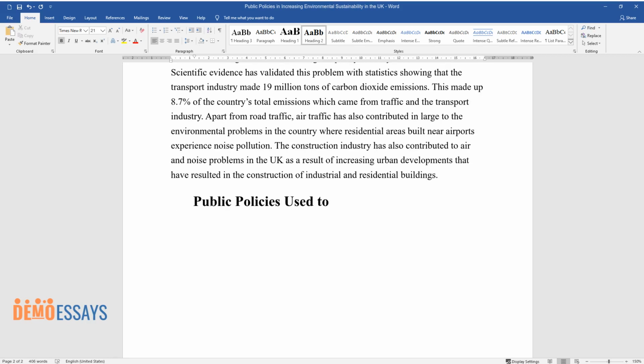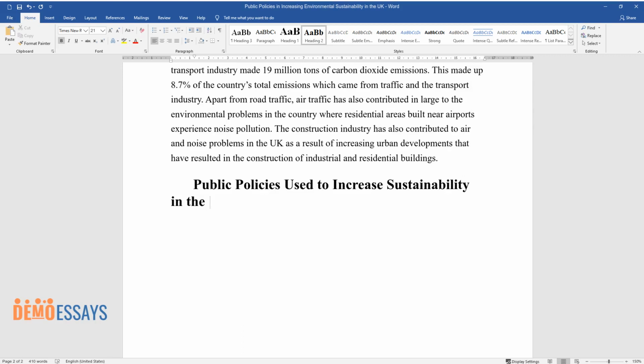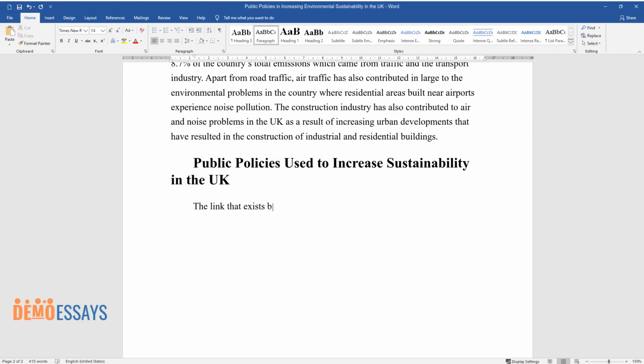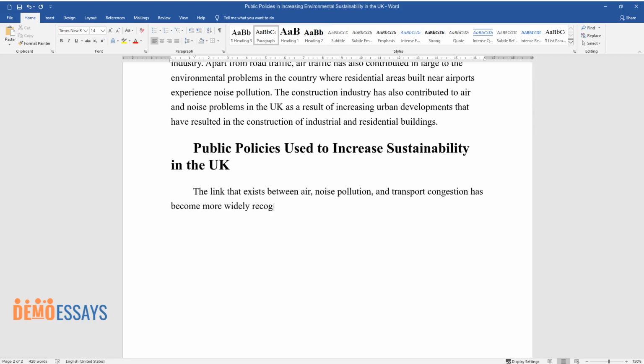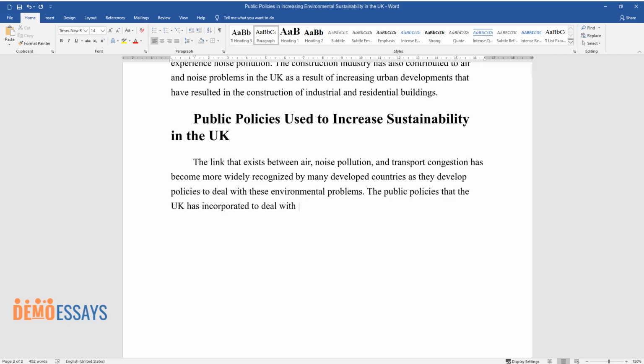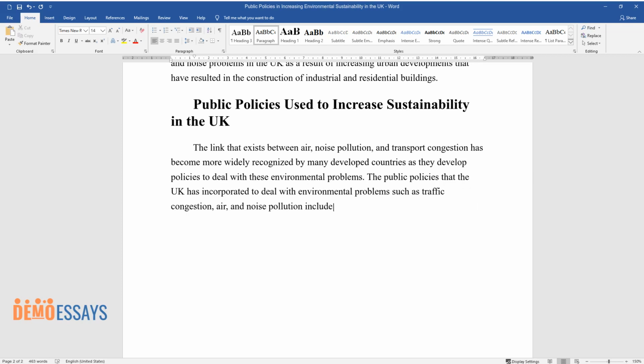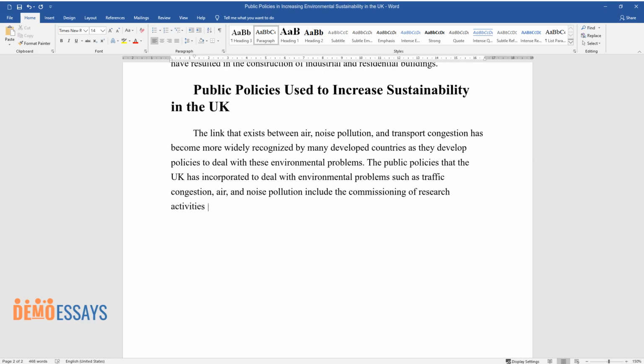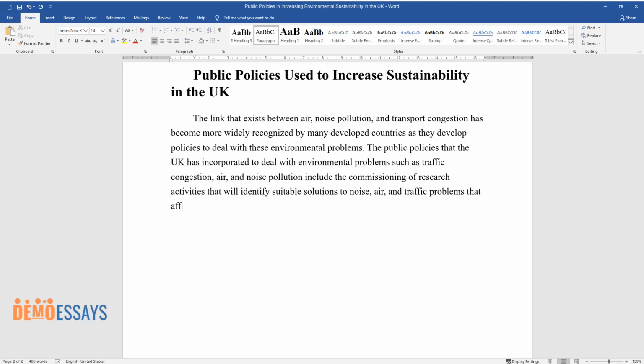Public policies used to increase sustainability in the UK. The link that exists between air, noise pollution, and transport congestion has become more widely recognized by many developed countries as they develop policies to deal with these environmental problems. The public policies that the UK has incorporated to deal with environmental problems such as traffic congestion, air, and noise pollution include the commissioning of research activities that will identify suitable solutions to noise, air, and traffic problems that affect the environment in the country.